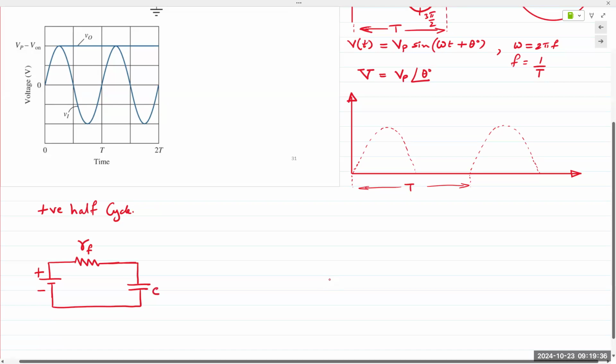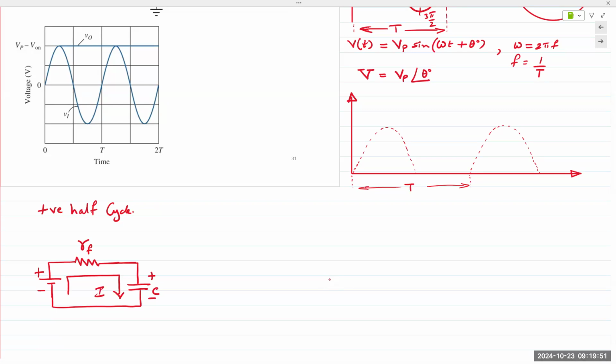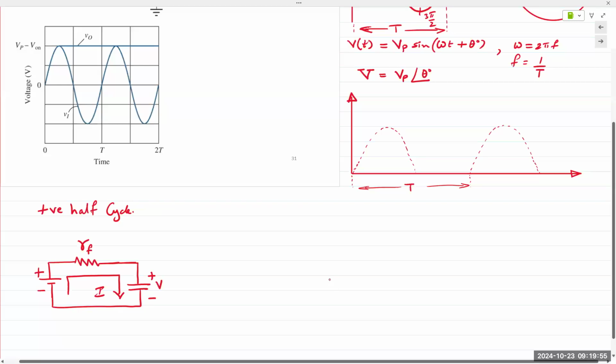Capacitor C. Diode is forward bias, current starts flowing through the circuit. Capacitor charges to the peak value, right? Peak value. And this would be VC.